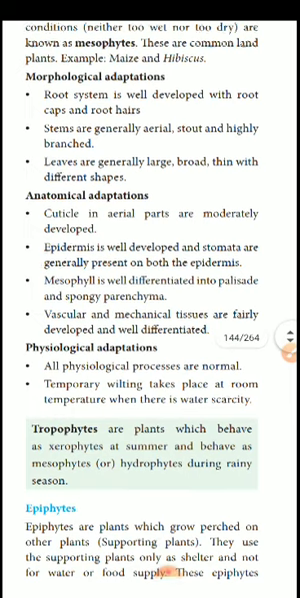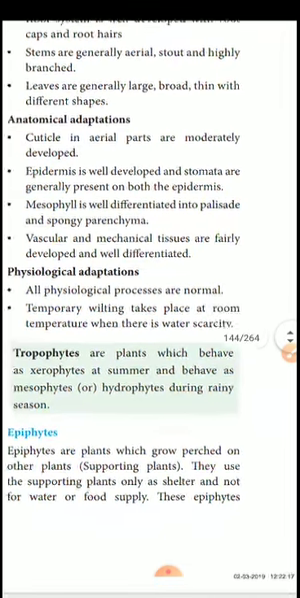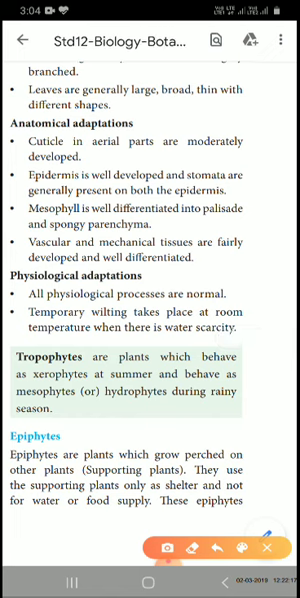Okay, morphological: the root system is well developed with root caps and root hairs. Stems are generally aerial, stout and highly branched. Leaves are generally large, broad and thin with different shapes. Next we go to the anatomical adaptation. The cuticle on aerial parts is moderately developed. Stomata are generally present in both epidermises. Mesophyll is well differentiated into palisade and spongy parenchyma. Vascular and mechanical tissues are fairly developed and well differentiated. So this is the anatomical adaptation.